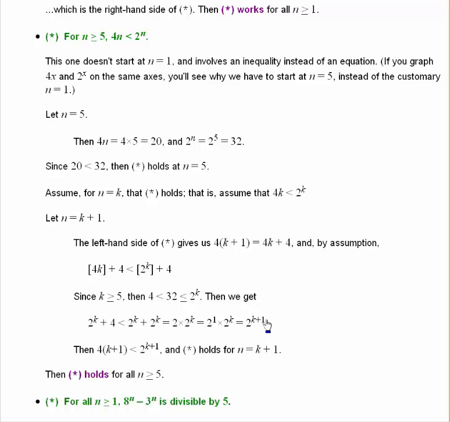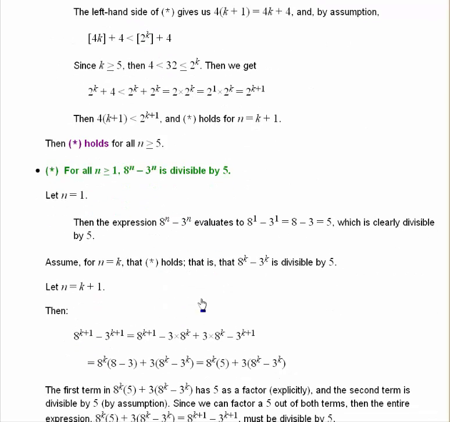All right, so what do we have here? We replaced k plus 1 in the left-hand side of star. We showed that that's less than what you get when you take the right-hand side of star and replace n with k plus 1. So we've proven the result, and that proof is finished. All right, I guess there is one more we can do here.